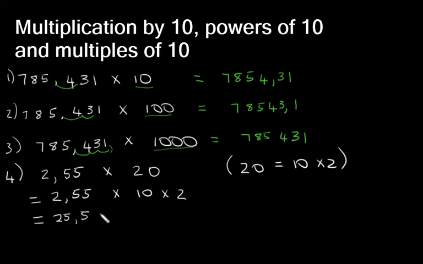25,5 multiplied by 2. That gives us 51,0, but the 0 has no actual value because it falls after the decimal point, and that leaves us with just 51.